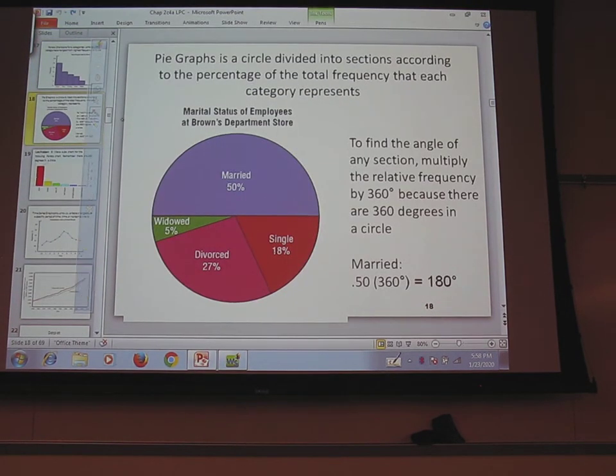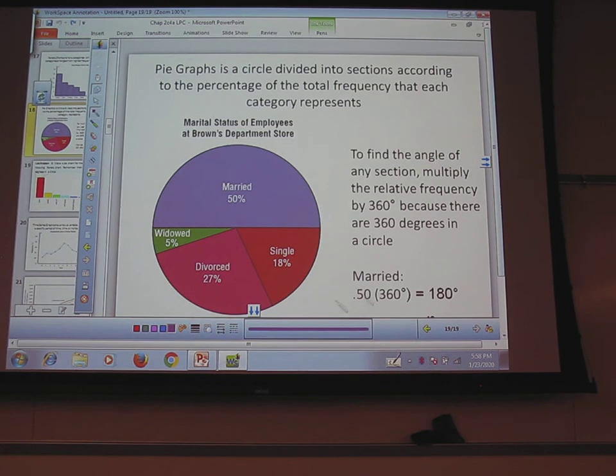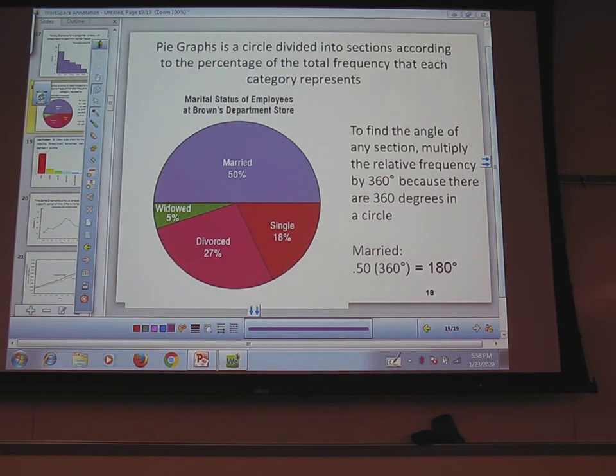And then, wait, Pareto chart, how's it arranged? Highest frequency to lowest. Highest frequency to lowest. You will need to know that for your project stuff. It's going to come up.